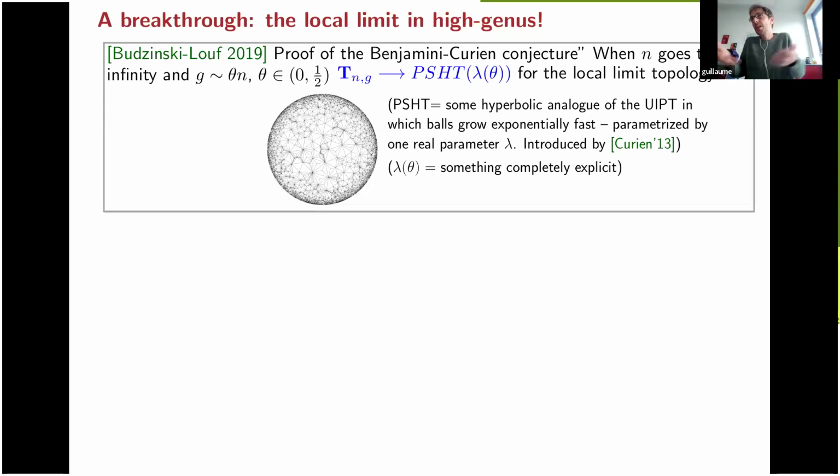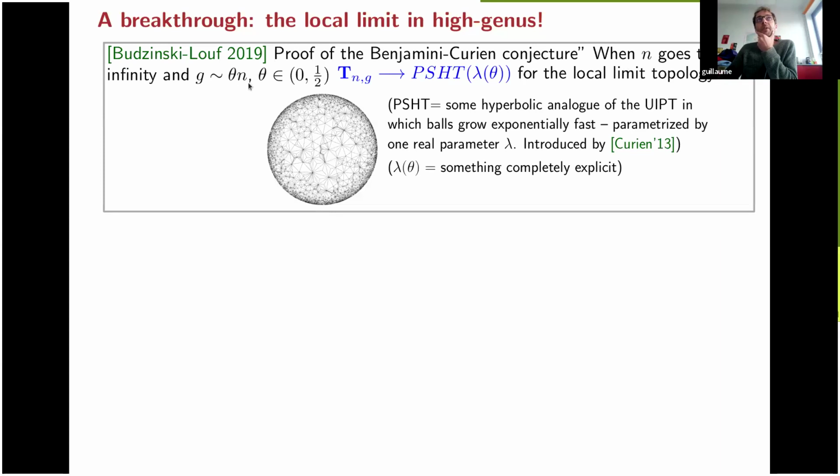And in this limit, you reproduce essentially this algorithm, but you have an extra real parameter that biases the process a little bit and makes your ball grow a little bit too fast. And so you obtain an object which is very similar in its construction to the UIPT, but which goes a bit crazy and explodes exponentially. And this is what the limit is. This is why you have one real parameter to parameterize it, because you have the freedom of this parameter to tell you how wide the process has become.